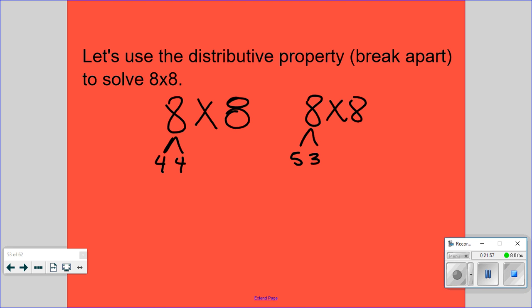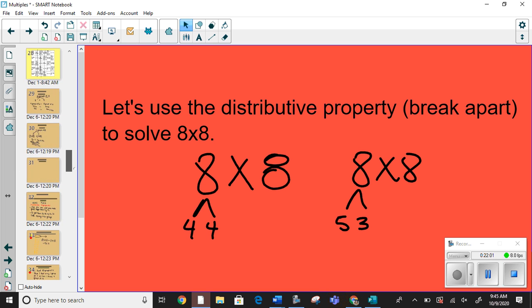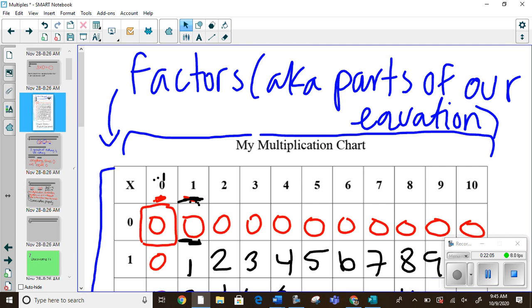Most of you did 5 and 3. Could have done 4 and 4 to break it apart. And now we know that 8 times 8 is 64.